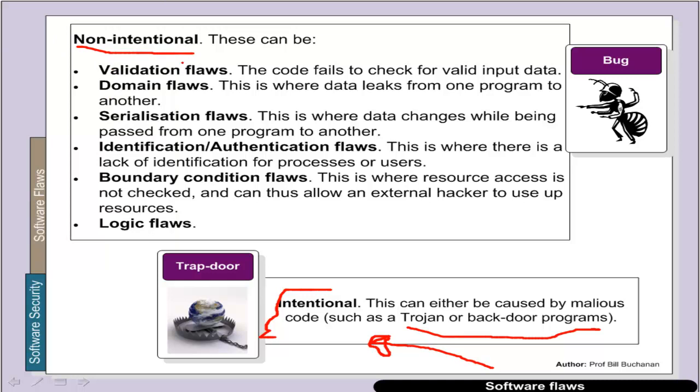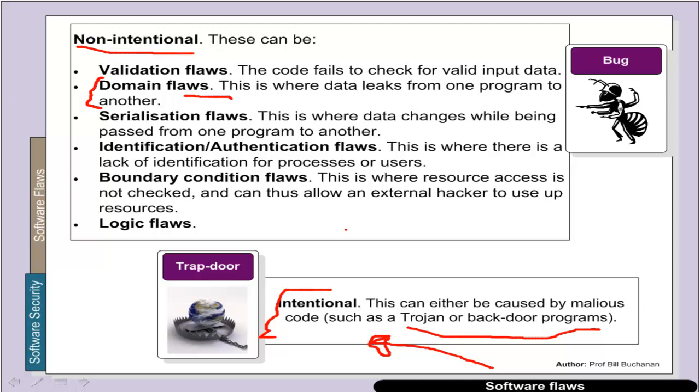These could relate to validation flaws, where the code hasn't checked properly for valid user input. In the past, this used to happen quite often, where an application required some numbers and a user entered some characters from an alphabet, and it caused the program to crash. There are domain flaws, where data can leak from one application into another. Operating systems themselves are much more isolated these days, so it's seen as a lesser problem.